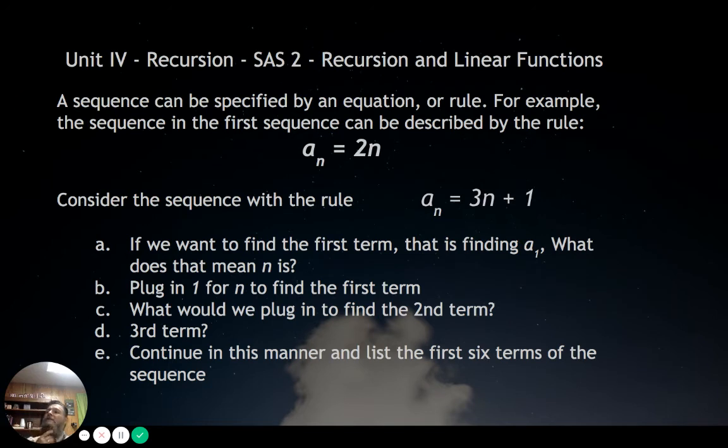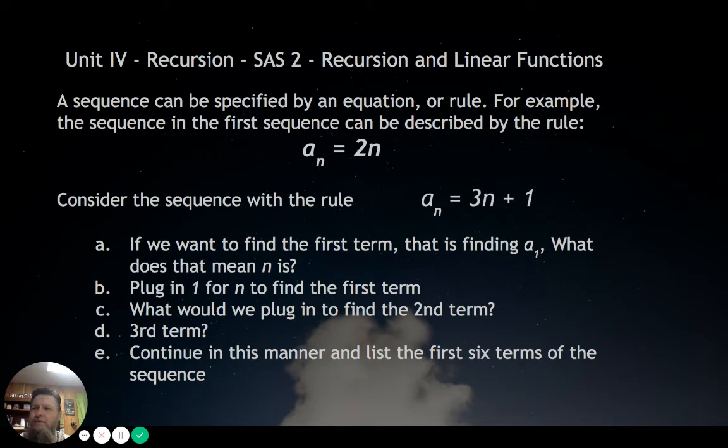All right, so a sequence can be specified by an equation or rule. For example, the first sequence can be described by the rule A subscript n equals 2 times n. Okay, so that's it. Whatever n is, say n is 5, the fifth number of the sequence is 2 times 5, or 10. The 10th number of the sequence, A subscript 10, is 2 times 10, or 20. And you can easily do that using your fingers. 2, 4, 6, 8, 10, 12, 14, 16, 18, 20. That's the 20th number in the sequence. A subscript 20, or the 20th number in the sequence, is 2 times 10, or 20.